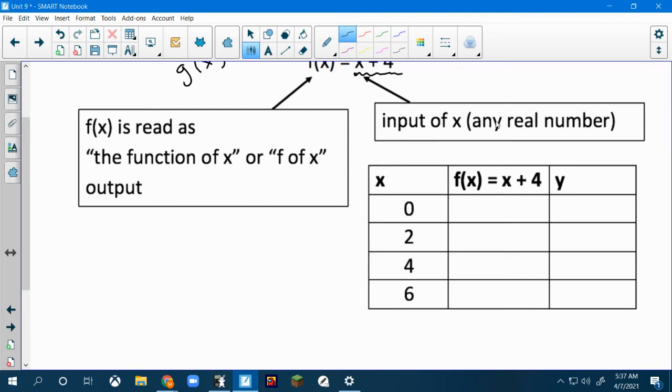Okay, so if we have f of x is x plus 4, we would write f of 0 and place the x with a 0 equals 0 plus 4, which is my output of 4. F of 2 for the rule x plus 4 is 2 plus 4, which is 6. F of 4 equals 4 plus 4, which is 8. F of 6 is 6 plus 4, which is 10. Notice that every input has a unique output. It has an output. Okay, that is a function.